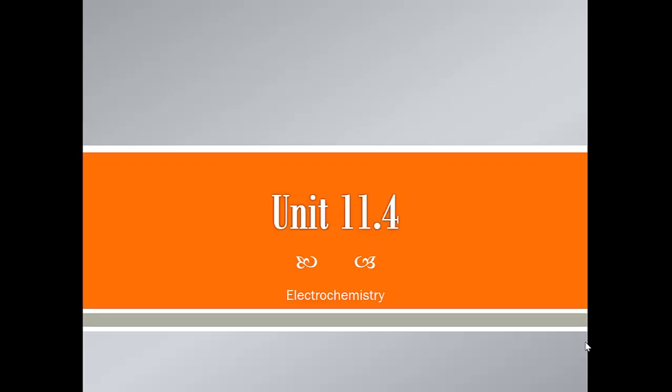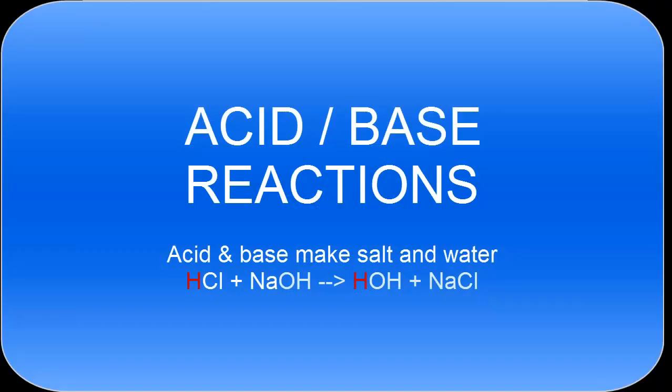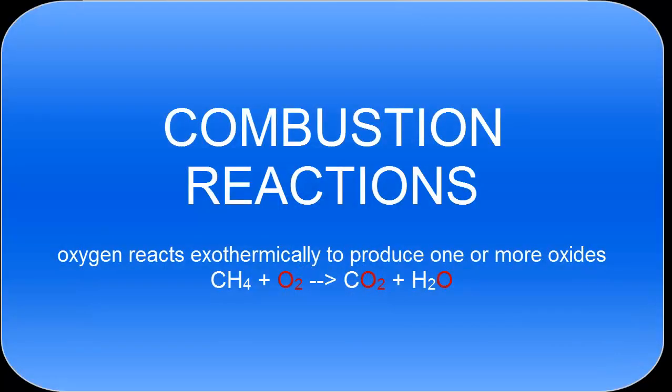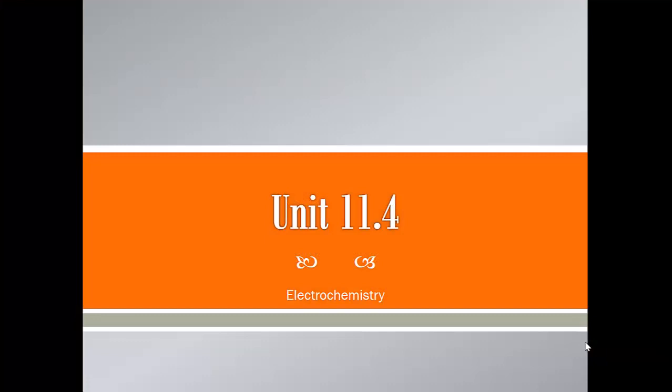However, that's kind of a juvenile approach to types of chemical reactions. In second year chemistry, we classify chemical reactions as falling into 3 types. Acid-base reactions, which we have just discussed in this unit, combustion reactions, in which oxygen produces one or more oxides, and redox reactions, where electrons are transferred. And it's those transferring of electrons that lead us to electrochemistry.